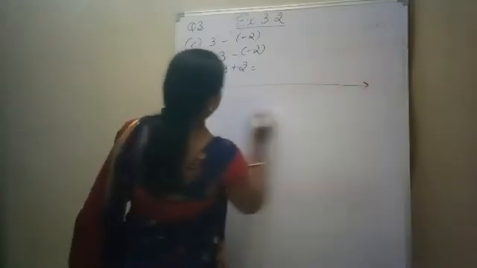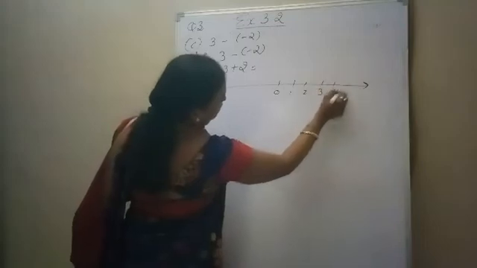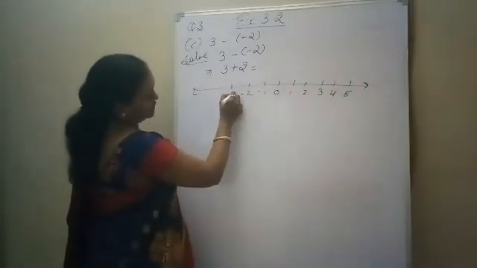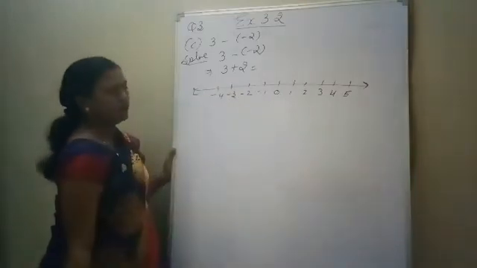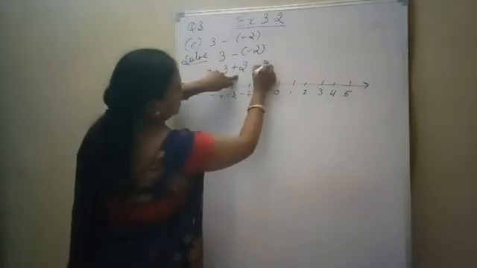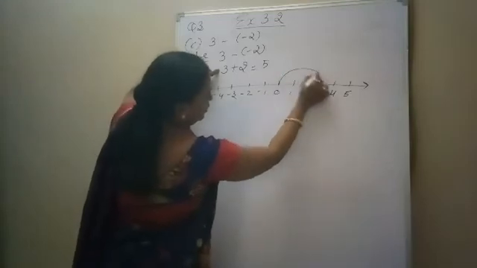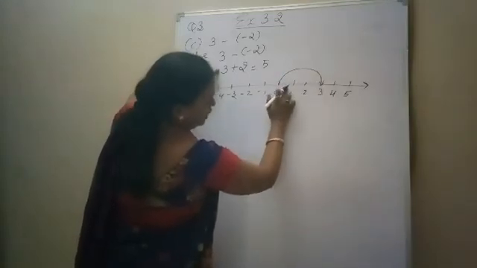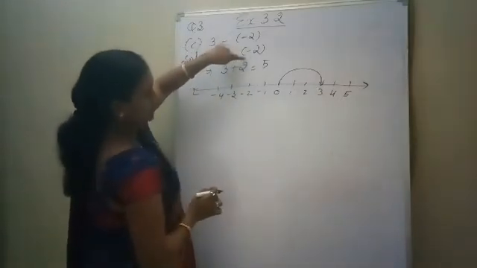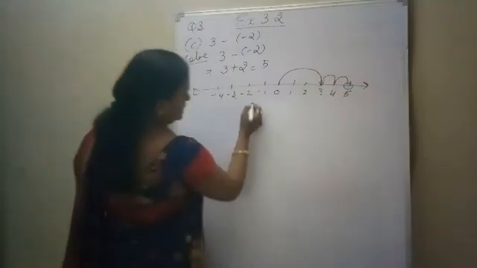Now here, this is 0, 1, 2, 3, 4, 5. It is minus 1, minus 2, minus 3, minus 4. So minus and minus, this is the plus of 2. The first integer is here, this is positive, so we move through the right side, 1, 2 and 3 places. Then after the additive inverse of minus 2, that is plus 2, so one more, 1 and 2. Our answer is 5.